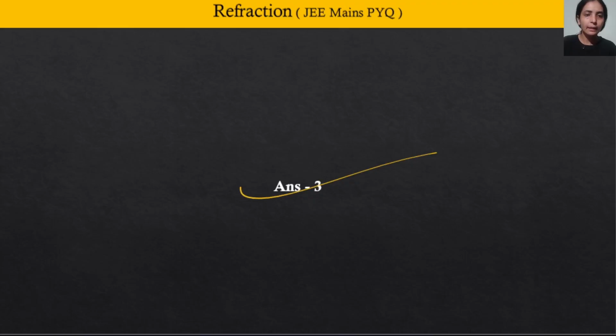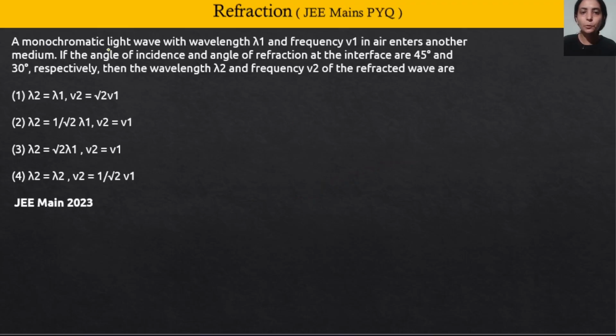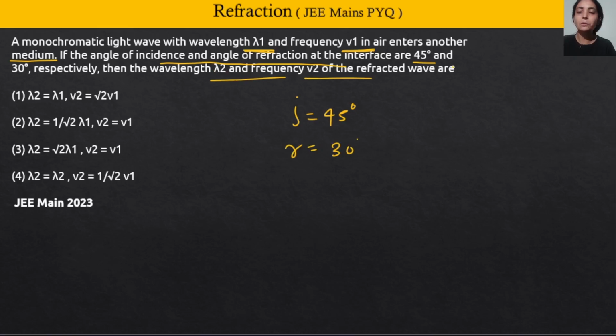Let's move ahead. What is the next question saying? A monochromatic light wave with wavelength lambda 1 and frequency mu 1 in air enters another medium. If the angle of incidence and angle of refraction at the interface are 45 degree, so this is 45, this is 30 degree, then wavelength lambda 2 and frequency mu 2 of the refracted wave are. So frequency will not change, mu 1 will be equal to mu 2. So f1 equal to f2. Frequency does not change upon refraction, right?